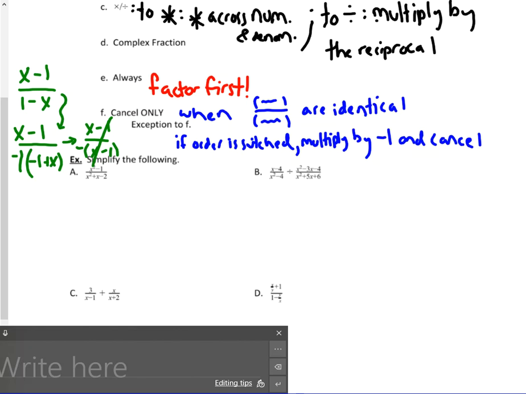So if the order is switched during subtraction, multiply by -1 and cancel. We'll see a case of this come up later.